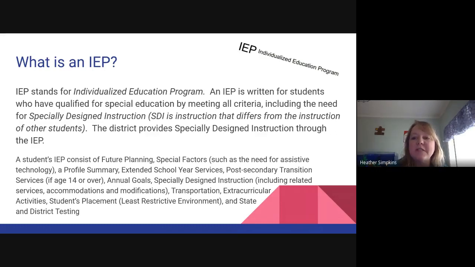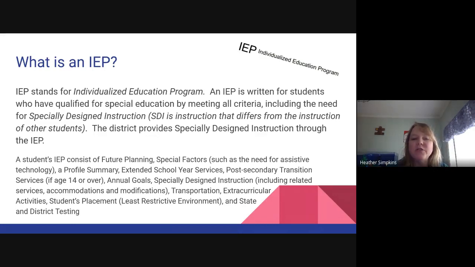An IEP consists of several sections. There is future planning, and that's just goals. What does the parent want for the student? What does the student want? What do the teachers want? Any special factors, the need for assistive technology. Does the student have communication needs? So there's a list of those questions. Do they need special physical education? The post-secondary transition services are for students that are age 14 and over, and that includes goals and objectives for students getting ready to transition outside of high school.